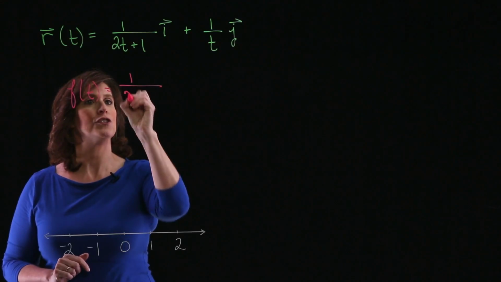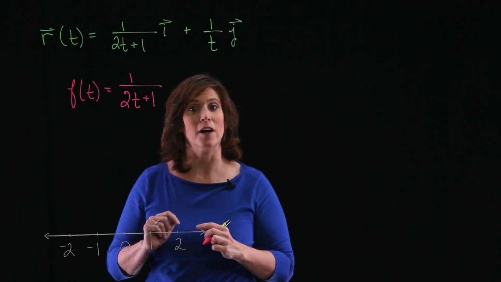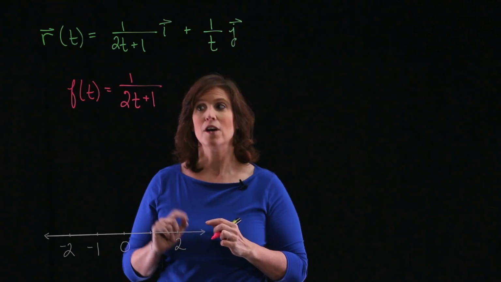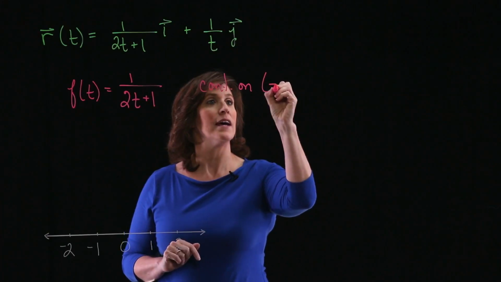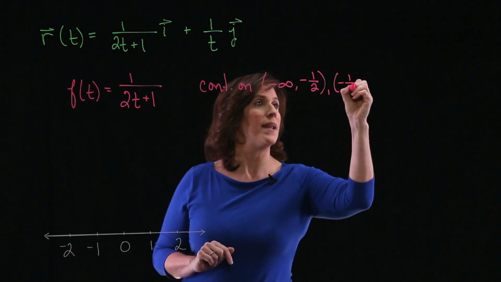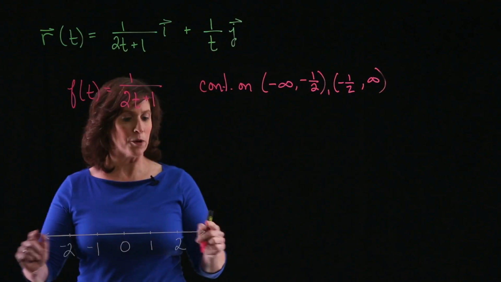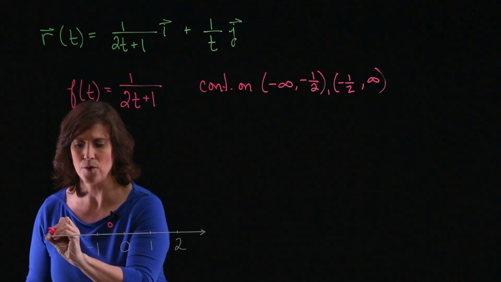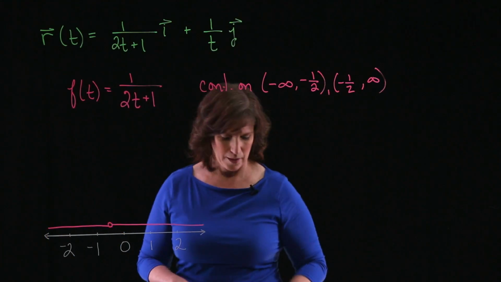So let's begin by looking at f of t equals 1 over 2t plus 1. Notice that this particular function only has a discontinuity when t equals -1/2. So my function's continuous on the interval -∞ to -1/2 and -1/2 to infinity. To get a visual, we're going to put it on our number line here. So at -1/2, I have a discontinuity, but otherwise it's continuous over the rest of the interval.